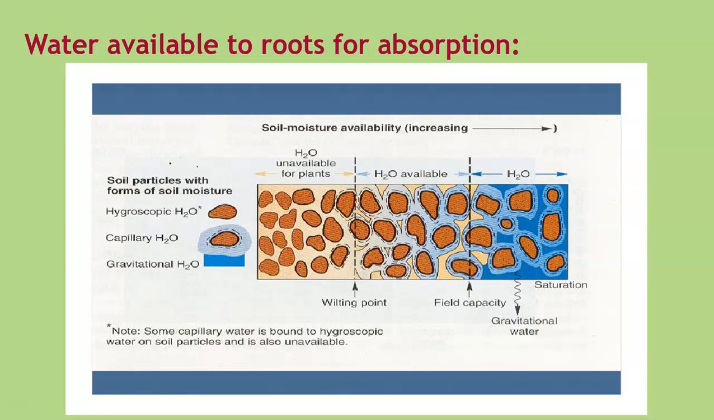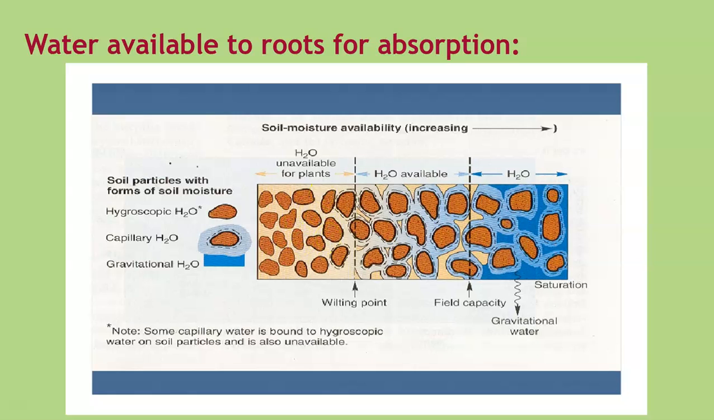Roots cannot absorb this, as water present here is in the form of hydrated oxides of silicon, aluminium, etc. And this water is therefore called combined water. So this is also not available for the plants for absorption. So combined water in this initial layer is also not available.